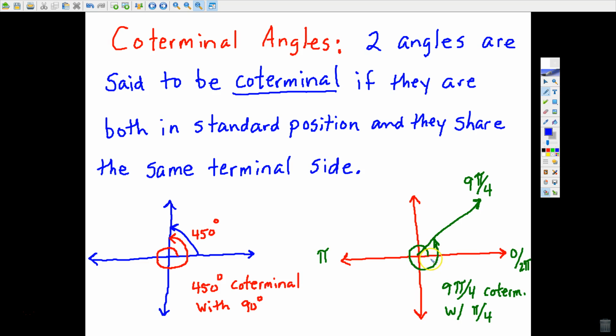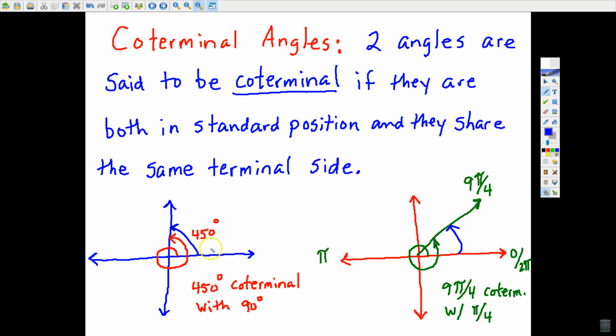Here's another example using radians. If I go all the way around a circle, that's 2 pi. And then I went another 1/4 of a pi, so 2 pi, which is another way of saying 8 pi over 4, plus 1 pi over 4, that's 9 pi over 4. Well, that's the same thing as the angle measured at pi over 4. They have the same terminal side.